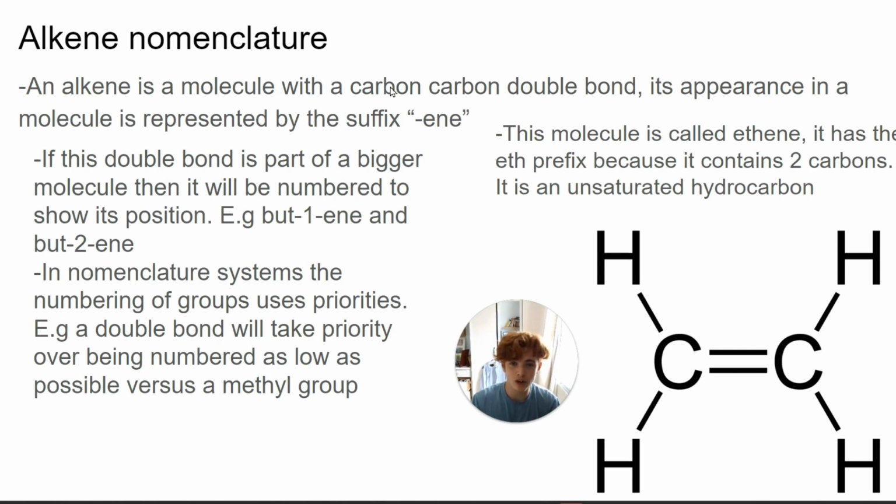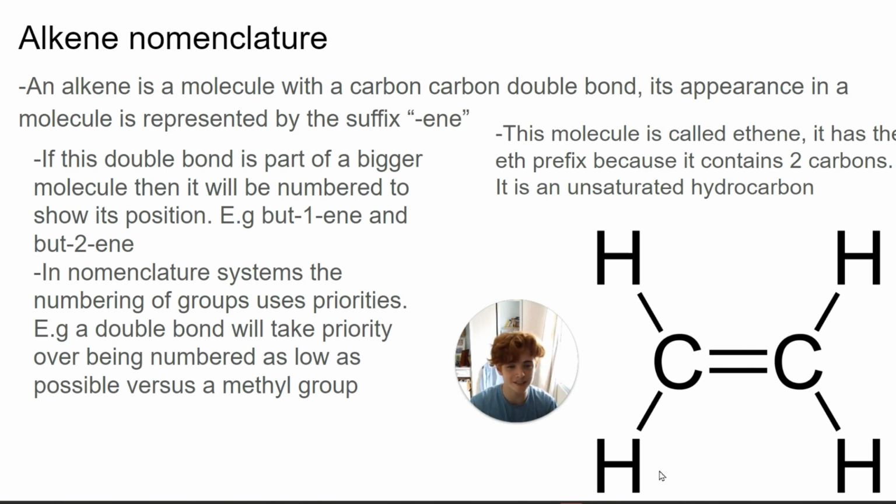An alkene is a molecule with a carbon-carbon double bond, as you will see here to the right of me. Its appearance in a molecule is represented by the suffix -ene. Instead of it being -ane, like when it was an alkane, fully saturated with hydrogen, it's now -ene. And that is able to signal to you, if you are looking at molecules online, that this contains a carbon-carbon double bond. That's the reason why all this nomenclature exists.